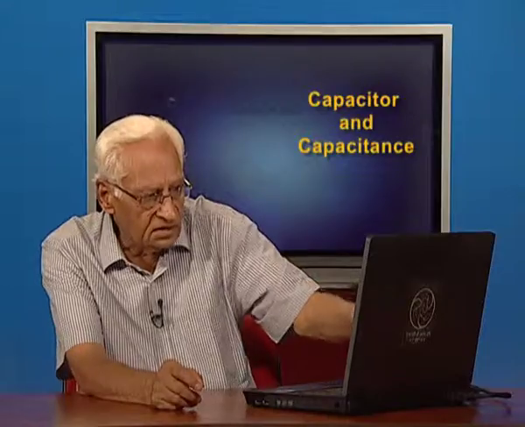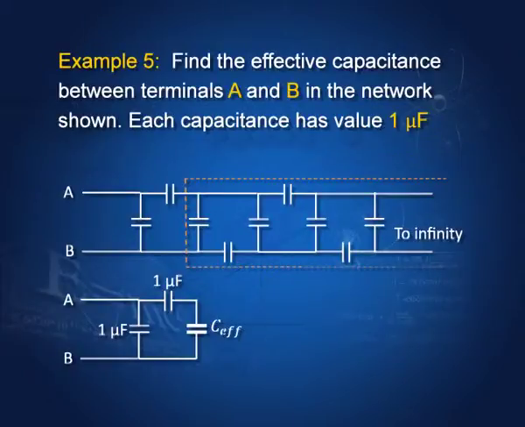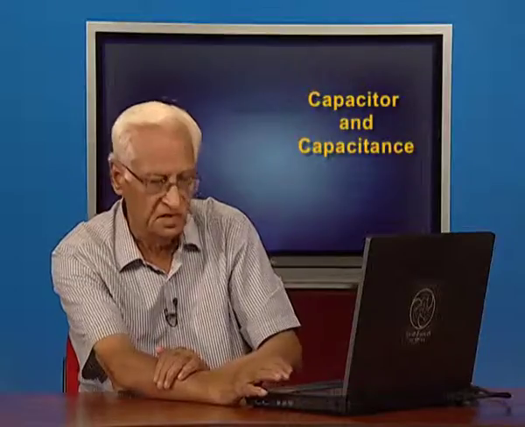Therefore, all this arrangement has, let us say, the capacitor C effective. Then our system becomes this 1 microfarad, which is in series with this C effective, and then the two are in parallel with this capacitor of 1 microfarad. So, we can now find the capacity of this system, and this must be equal to C effective, because C effective is the capacity of the infinite system.